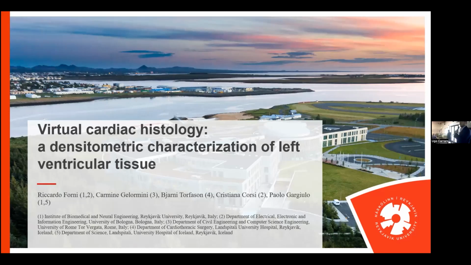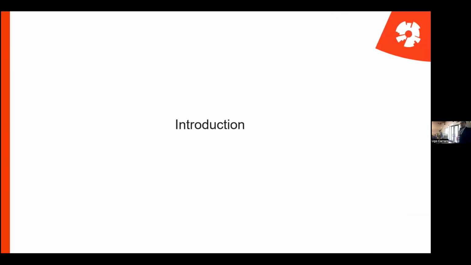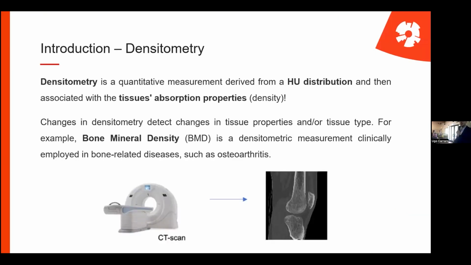I'm Riccardo Forni, and today I present my work called Virtual Cardiac Histology, a densitometric characterization of left ventricle tissue. So let's start with a brief introduction. Paolo already mentioned densitometry, and for us it's a quantitative measurement derived from Hounsfield unit distribution, so we are talking about computed tomography. And then this measurement is associated with tissue absorption properties, so let's say mean density.